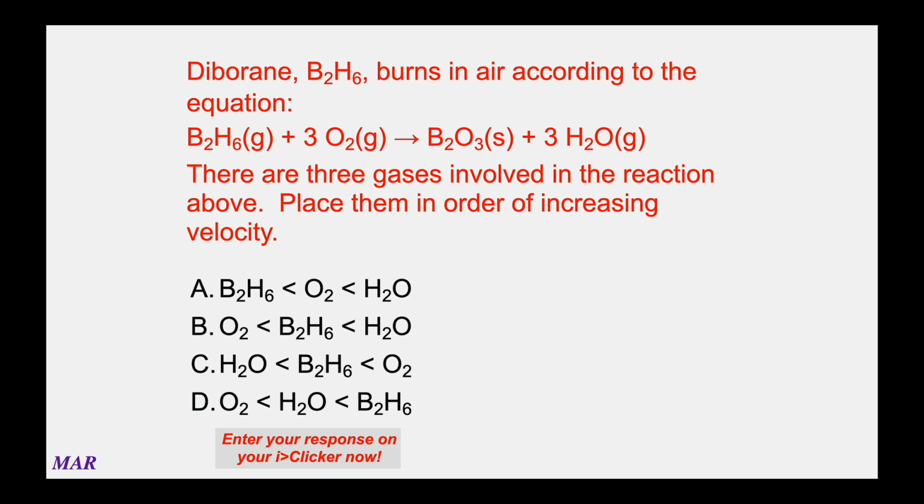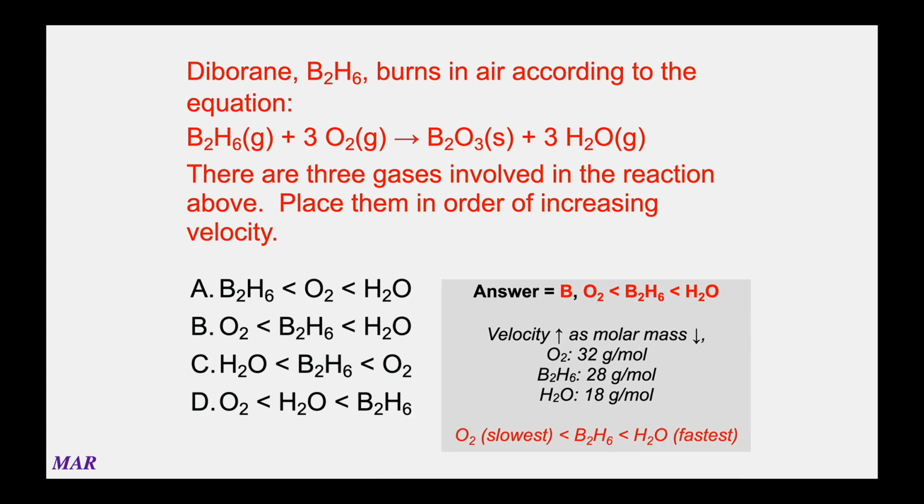So if we want these in order of increasing velocity, we want the biggest one first, and I believe that's going to be O2. And then B2H6 has a molar mass in the middle, so that would be the middle speed. And water, with the smaller molar mass, should have the fastest speed. So it goes O2, B2H6, H2O. And there are the molar masses. So you can see it went from heaviest molar mass to smallest molar mass.